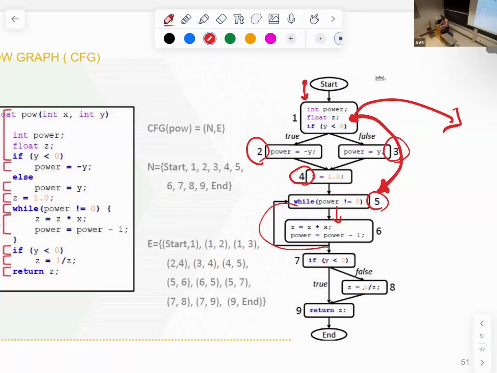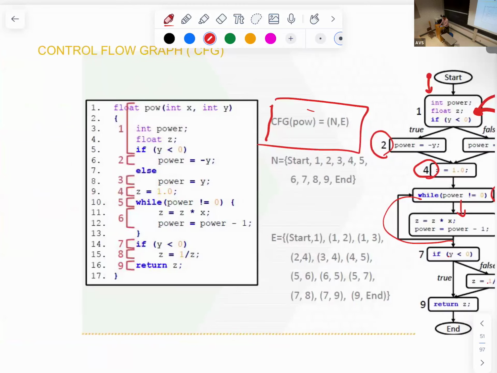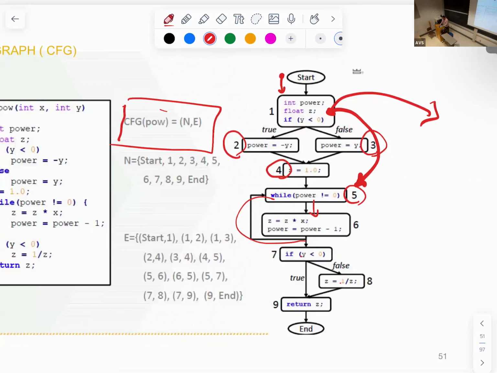Okay? And again, if you really want to show it in terms of a graph, as I told you, we call this a CFG. For example, in this case, let's call it power, because that's the name of the function. The nodes are the start node; we usually add the start and end nodes to the graph to make it more visible. Then we have 1, 2, 3, 4, 9, up to the end. And then our edges are essentially all the edges.